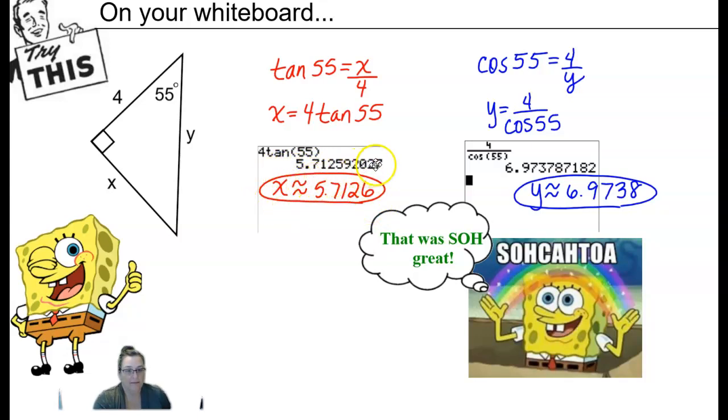Okay, then keeping the exact value in mind so that I don't have to use my decimal approximation, I chose the cosine ratio to find y. If you use the sine ratio instead, that's okay. Just make sure that you use at least 4 decimal places of accuracy with your opposite side. Okay, then y is exactly equal to 4 divided by the cosine of 55 degrees, which is approximately 6.9738.